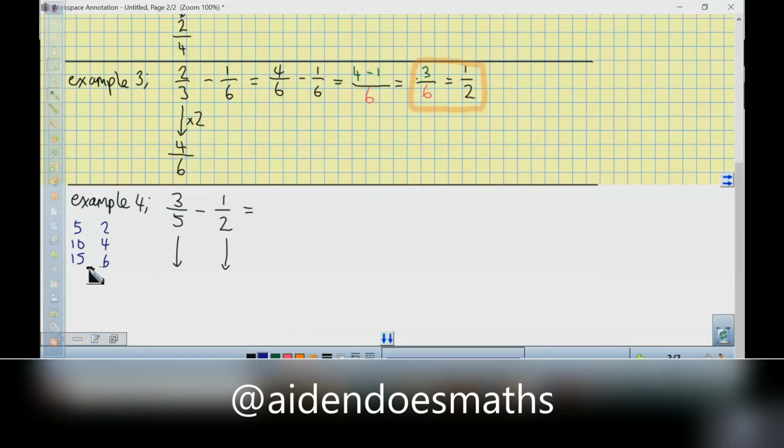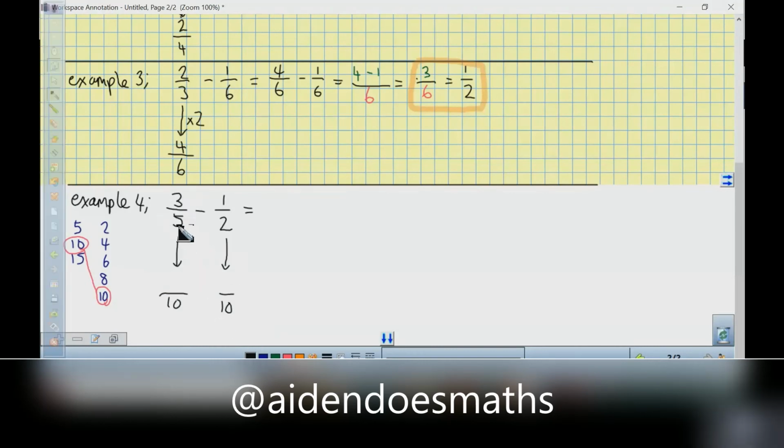Okay, so if I continue my multiples, I'm just going to continue the 2s because the 5s are already up to 15, so we might not need to do any more 5s. Okay, look, we can see now we've reached a denominator that is the same. So 10 is a multiple of both 5 and 2. So in our fractions here, we want our denominator to be 10.